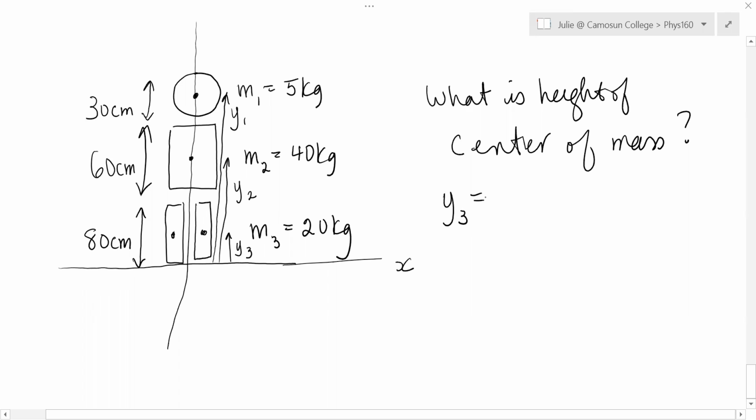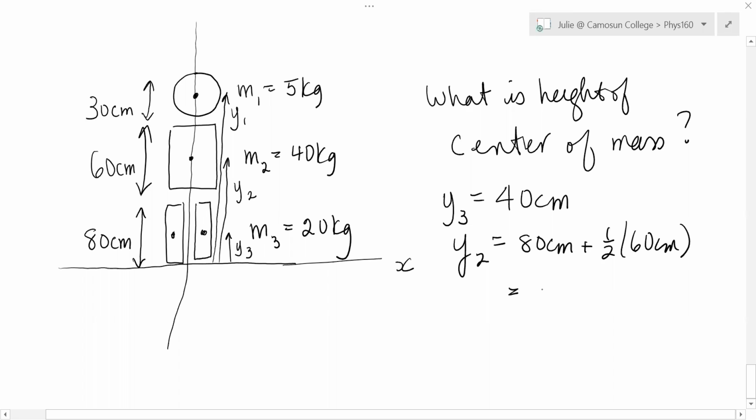Y3 would be halfway up your leg, so that'd be 40. Y2 is your legs, 80, plus half of 60, which is 30. So 80 plus 30, this would be 110. That's how high the center of your trunk is. And then Y1 would be from the ground. It would be your legs plus your trunk plus halfway up to your head. So 140, 155.